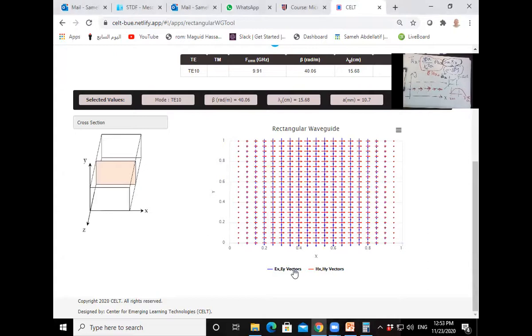Of course, now you can see the mix, which is Hx and Ey. You can see it in a mixed manner. These blue curves indicate the electric field, and the red curve indicates the magnetic field, as you can see in the combination of these.